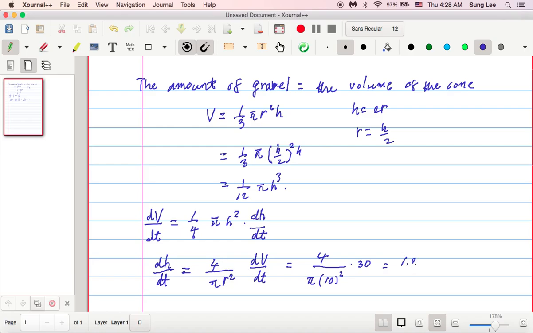So we will get 1.2 over pi. The quantity is going to be feet per minute. Or as a numerical approximation, this will be approximately 0.38 feet per minute. That's how fast the height is increasing. So every minute, the height is increasing by about 0.38 feet. That's what it means.